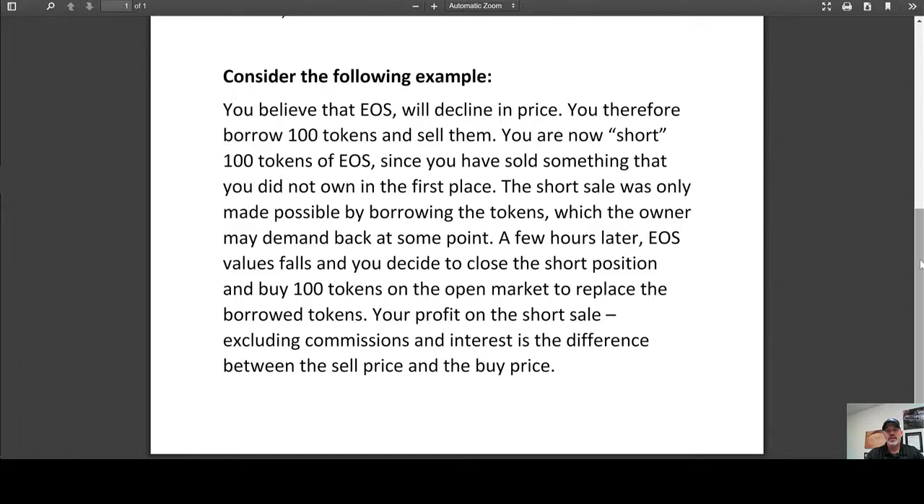And then a few hours later, EOS falls in value and you decide to close the short position and buy 100 tokens on the open market to replace the borrowed tokens. Your profit on that short sale, excluding commissions, is the difference between the sell price and the buy price.